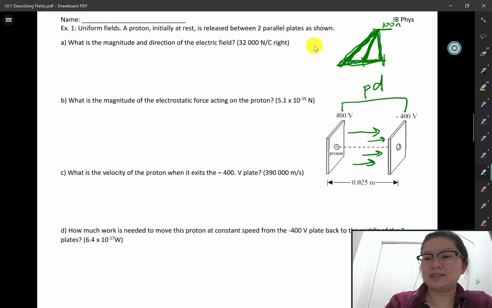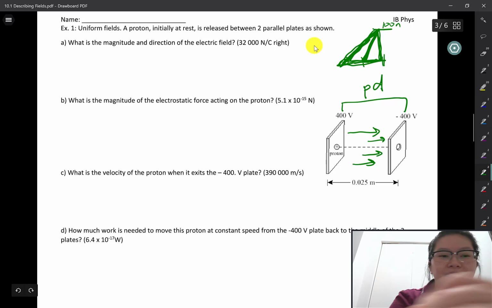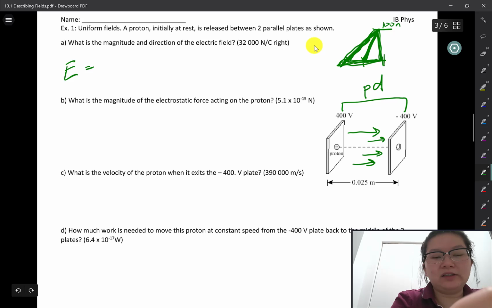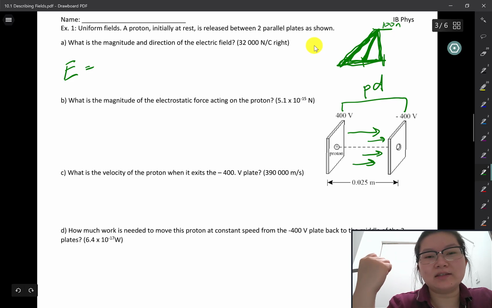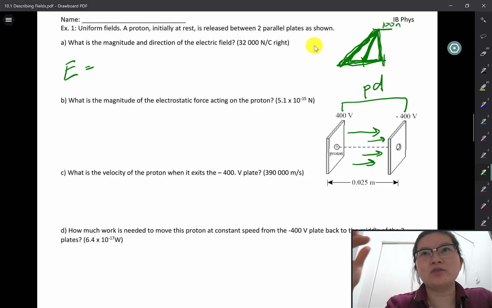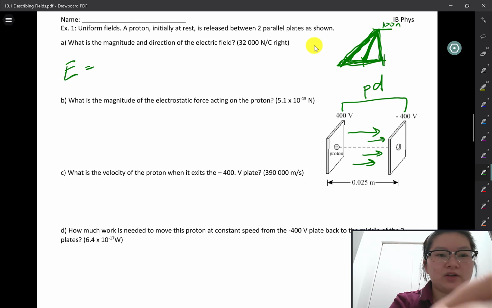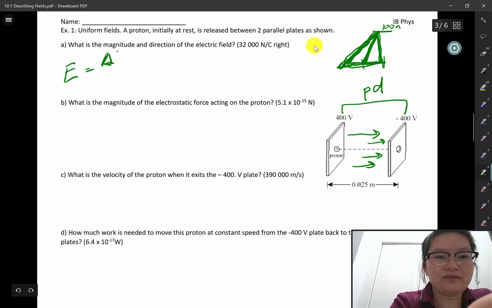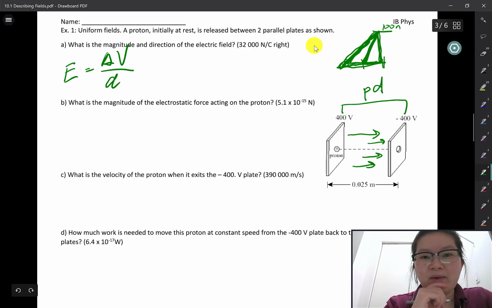Okay, so the relationship here, hopefully you have seen this one before, is that the electric field is like the gradient of your electric potential change over space, or the distance of separation. So that's the delta V, which is the potential difference across the spacing, divided by the spacing.